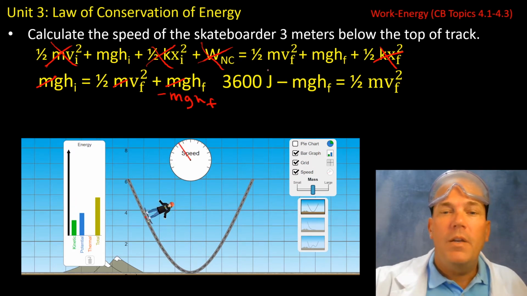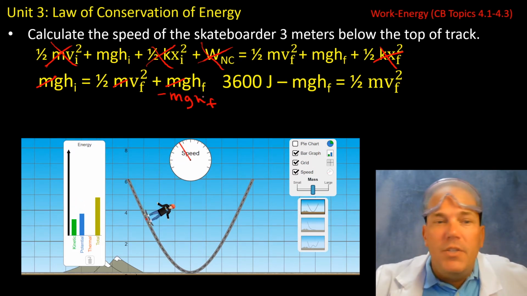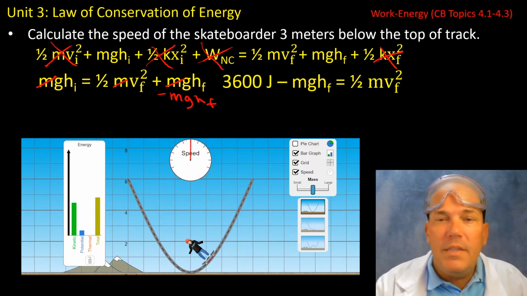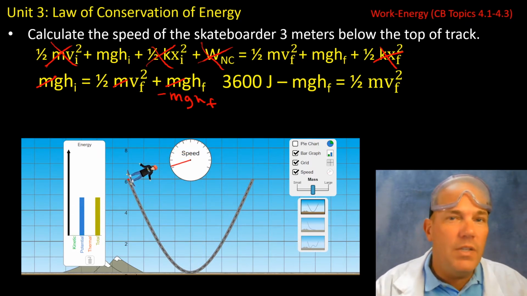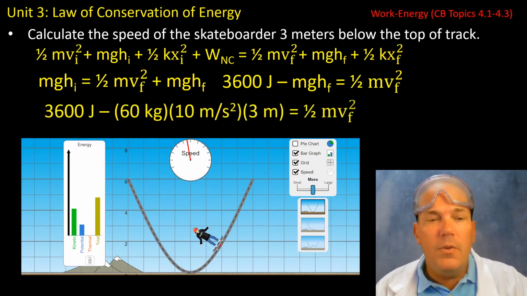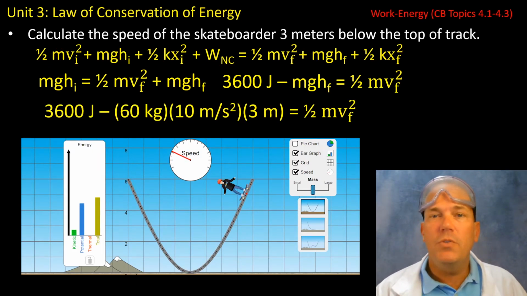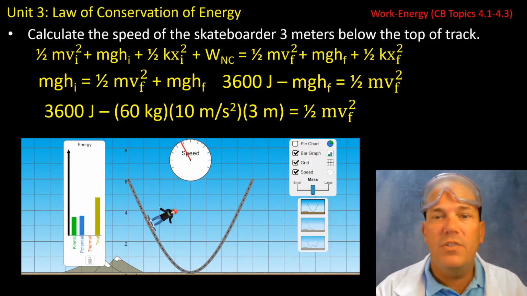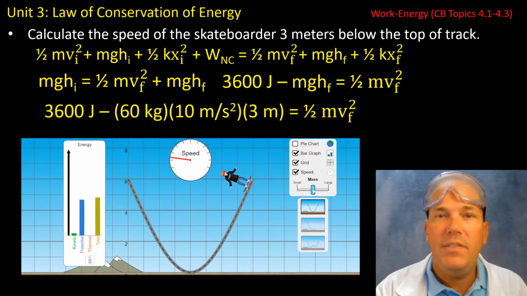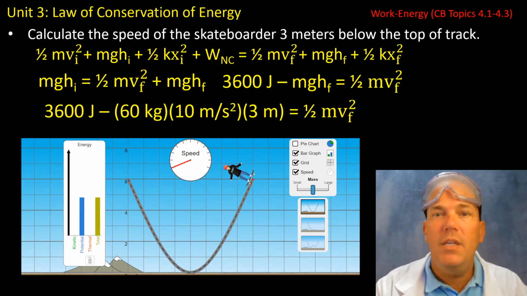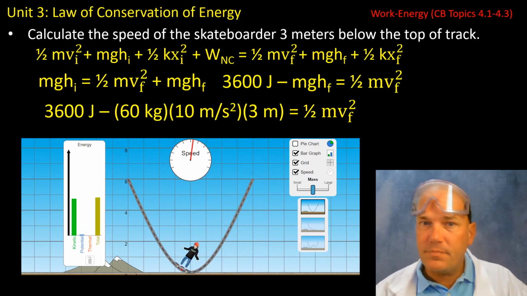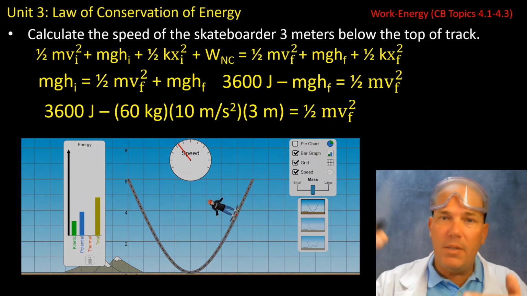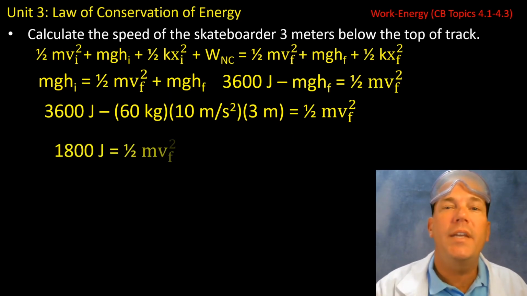However, we've already calculated the total energy, so we can use that as well. Either one of these will work out. You'll get the same answer as I showed you several minutes ago. So here we take our 3,600 joules, we subtract our potential gravitational energy final. So we take the mass of 60 kilograms times little g times 3 meters. That's 3 meters above the zero line, or 3 meters below the top, and we set that equal to the kinetic energy final.